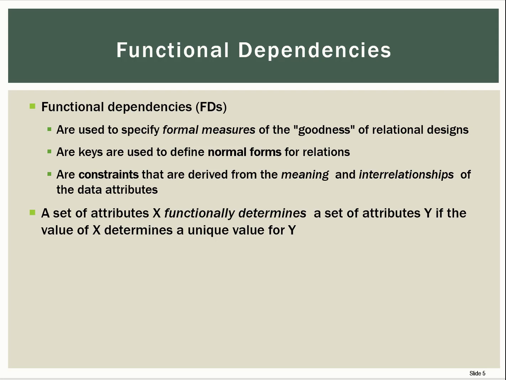So, our formal definition. A set of attributes X functionally determines a set of attributes Y if the value of X determines a unique value for Y. And you write a functional dependency like this, and we would read that as X functionally determines Y.